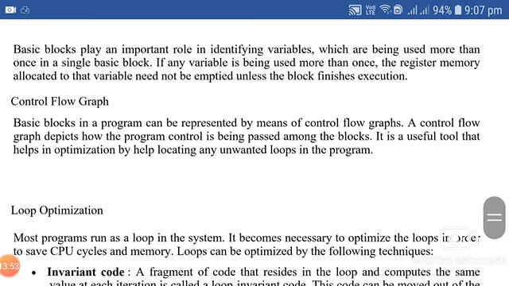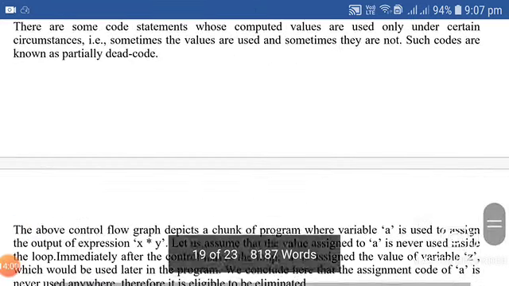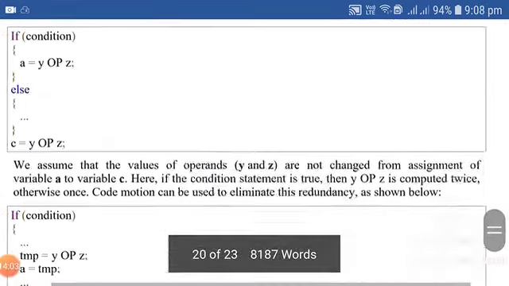Next one is the control flow graph. Basic blocks in a program can be represented by means of a control flow graph. So that's the end of that question.